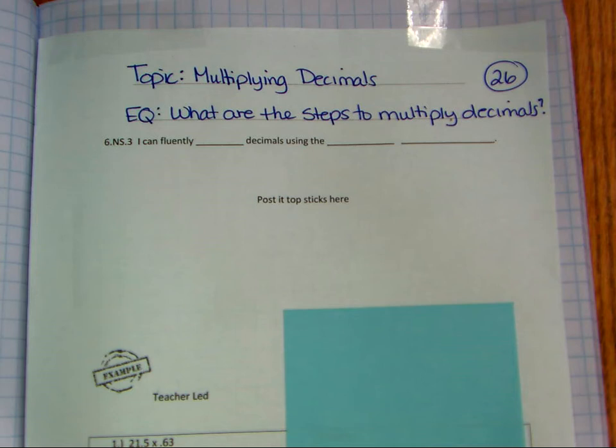Hello! Today we are going to be taking notes on multiplying decimals. This is just kind of a step up from the last thing that we did, which was adding and subtracting decimals. Today your essential question is, what are the steps to multiply decimals? This is going on page 26 of your interactive notebook.